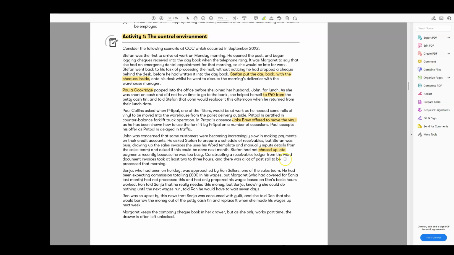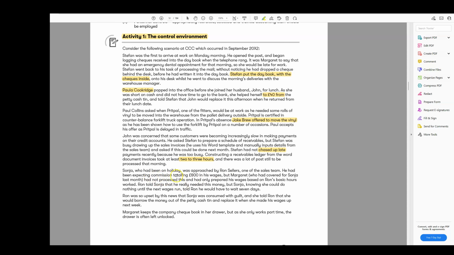Constructing a receivables ledger from the Word documents invoices took at least 2 or 3 hours, and there were a lot of posts still to be processed that morning. So you can see here, when you do something manually, it takes a lot of time, 2 to 3 hours, and there's a lot of work left. So this is another weakness. The time is wasted on the manual process because there is no integrated accounting system in this organization.